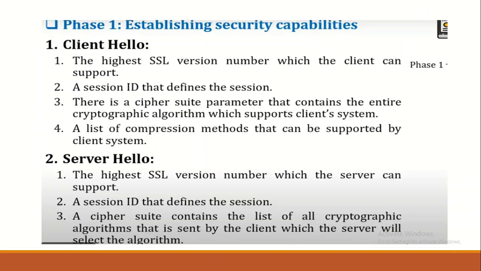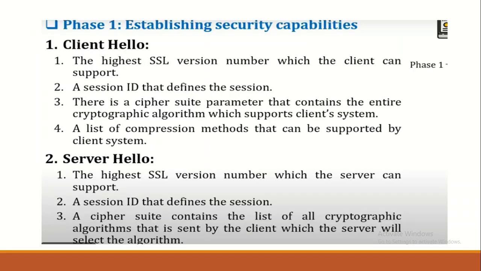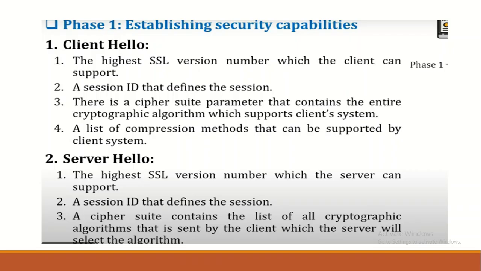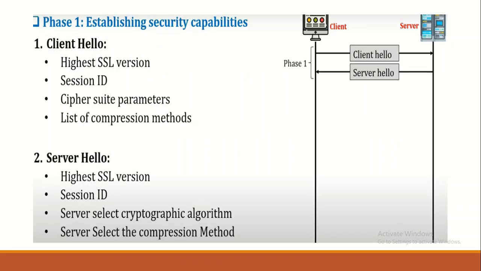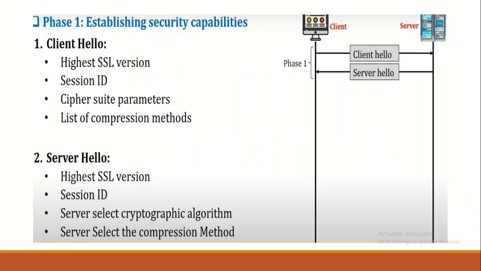The highest SSL version means the client tells which version number it supports, along with the session ID. The session ID defines the session. The third one is the cipher suite parameters. The client has many parameters, but the server doesn't know which one to take or which algorithms to use in this session. The list of compression methods is also provided by the client to the server.